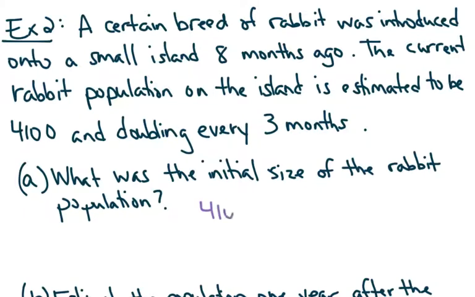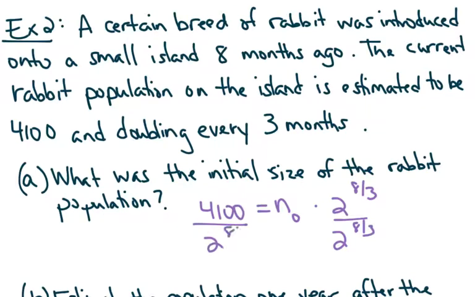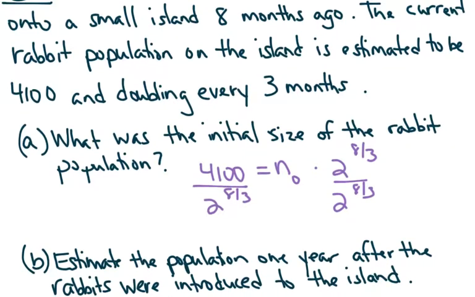So we're going to do 4,100 is equal to N₀ times 2 raised to the 8 over 3. 3 is the doubling time. That goes in the denominator of the exponent, and the t for time is going to be 8 months. Remember that t and a need to be in the same units of measurement, but luckily they're both in months. So all you really have to do is divide 4,100 by 2 raised to the 8/3. Since this is a population, you need to round it to the nearest integer, and you should get approximately 645 rabbits.